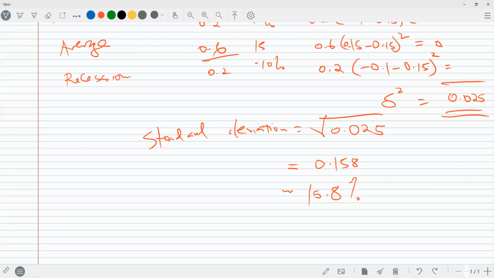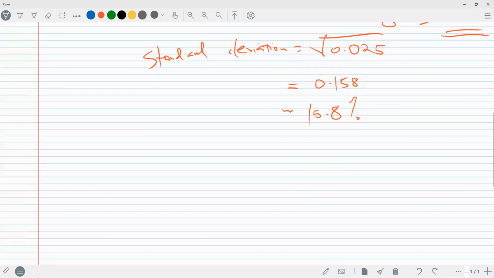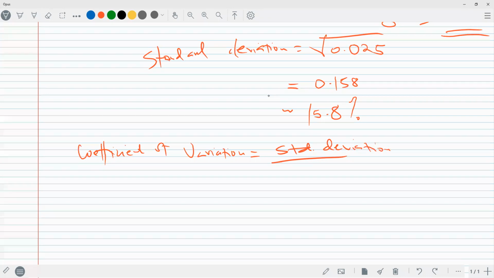Okay, so having done that, we can now get the coefficient of variation. And you say this is the amount of risk per return to be earned. So what we get is the risk, the standard deviation, and we divide by the return. The standard deviation, we divide by the mean, the expected return.